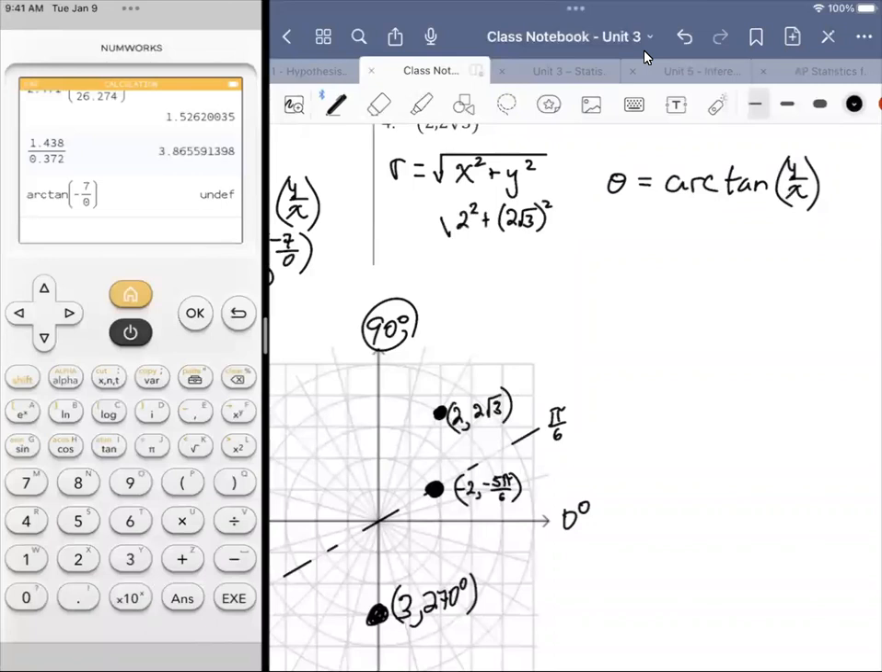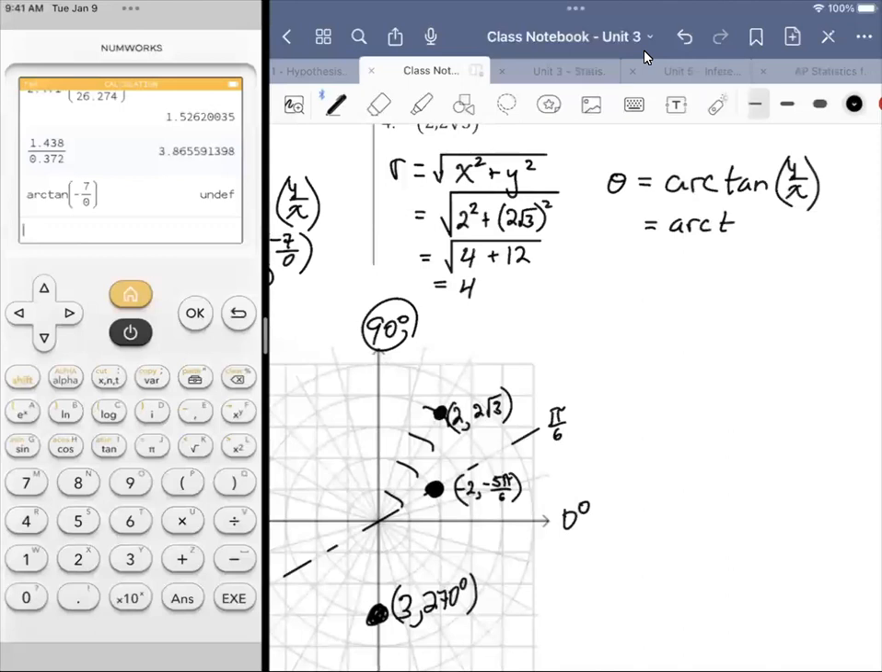2 squared plus 2 rad 3 squared. So that's 4 plus 4 times 3 is 12. The square root of 16 is going to be 4. All right, so that's 4 rings. The point I plotted looks like it's 1, 2, 3, 4 rings away from the origin, or the pole.